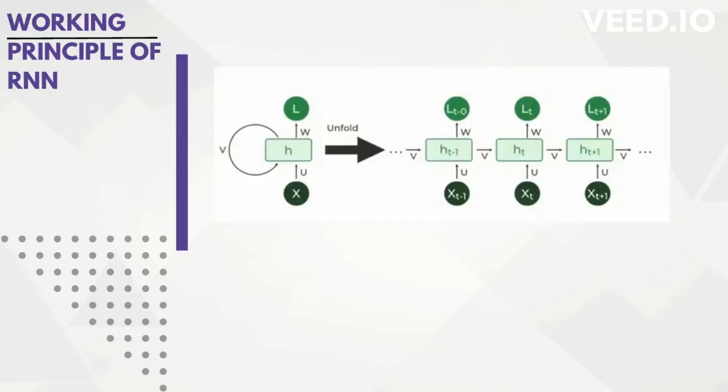This is the working principle of RNN. The RNN consists of fixed activation units. Each unit has an internal state which is called the hidden state of the unit. This hidden state signifies the past knowledge that the network currently holds at a given time step. This hidden state is updated at every time step to signify the change in the knowledge of the network about the past.